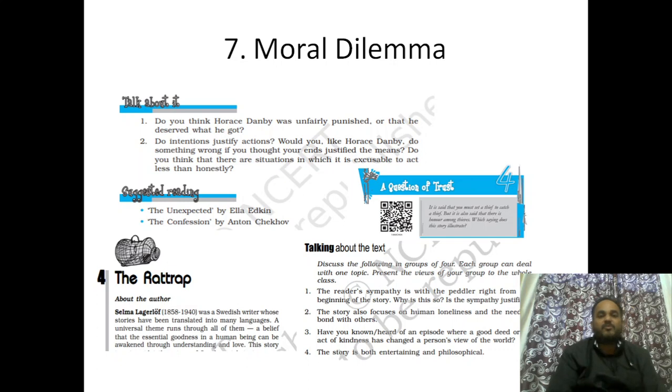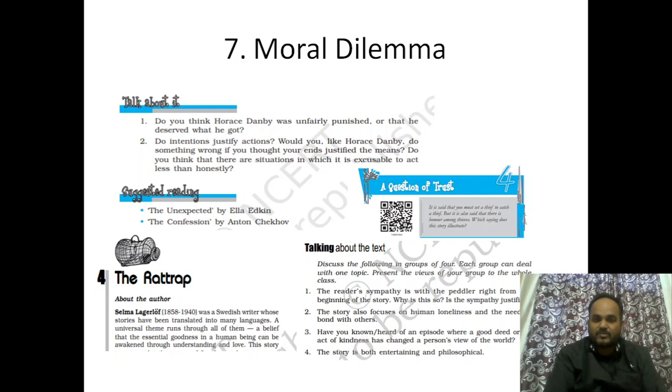So this is a story about a thief, Horace Denby, who is unfairly punished. Some people believe that he was not a totally dishonest person or totally honest person, because he would burgle money just once a year simply to purchase certain books, because he was a bibliophile. But again the moral question comes: do intentions justify actions? Would you, like Horace Denby, do something wrong if you thought your ends justify the means? So these are some of the things.